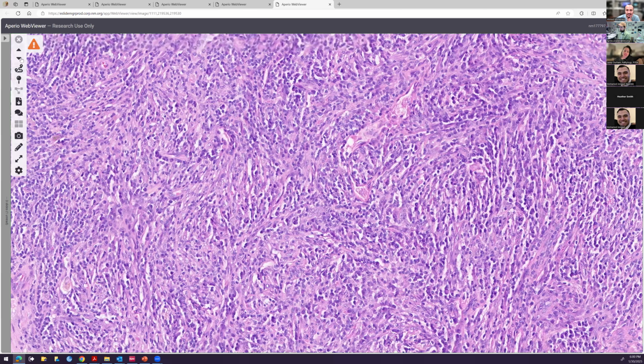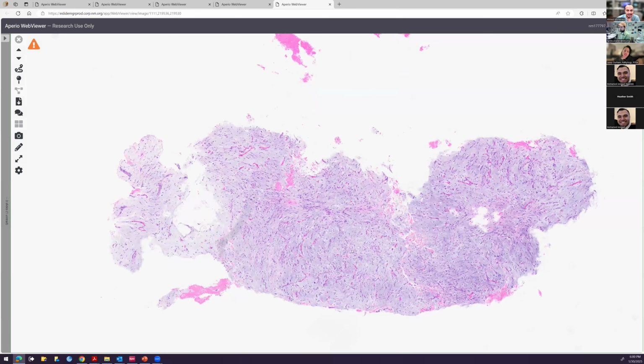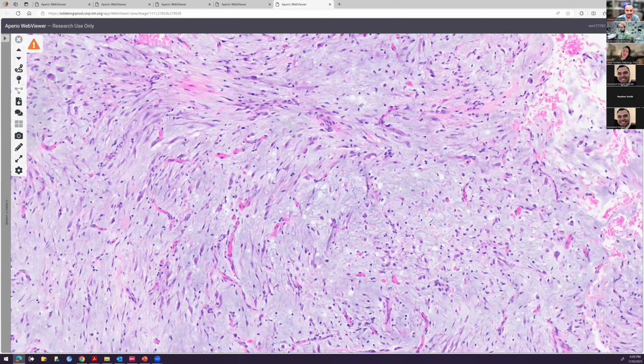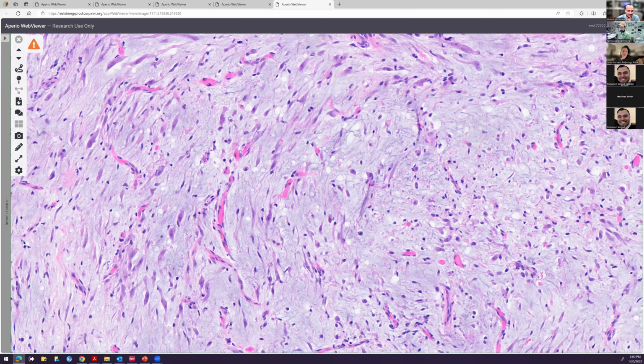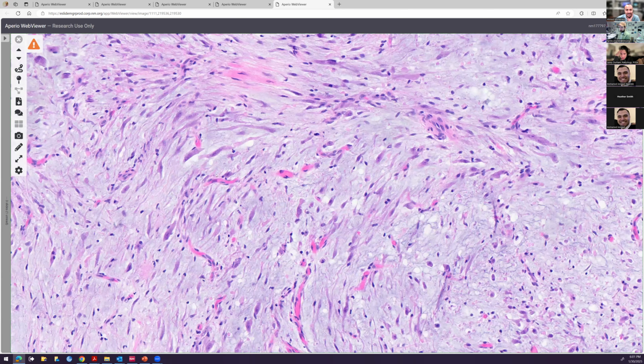Let me show you another example. So this is quite an inflammatory heavy one. This is a different one that tends to be much more myxoid, right? So you still do see some scattered inflammatory cells in here, but it's actually much more prominently myxoid with this kind of myofibroblastic tumor cell background.